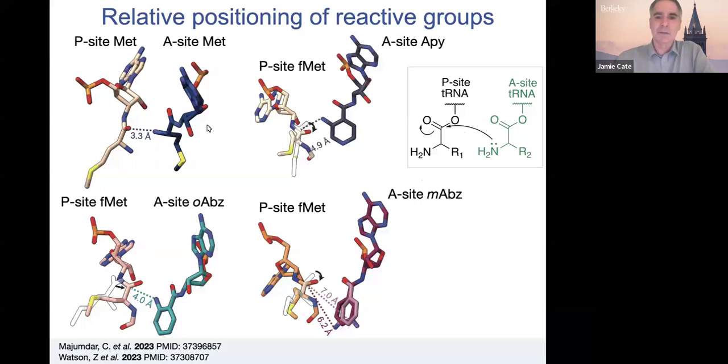The problem is that when we zoom in on where the actual chemistry is taking place, the aminobenzoic acid monomers can't get close enough to do what's called a nucleophilic attack, this nitrogen attacking this carbon to form a new covalent bond. This is roughly what you would see with normal amino acids. These are two methionines. But the aminobenzoic acids don't get close enough, so they're not able to do this chemistry. The orientation is just not favorable.